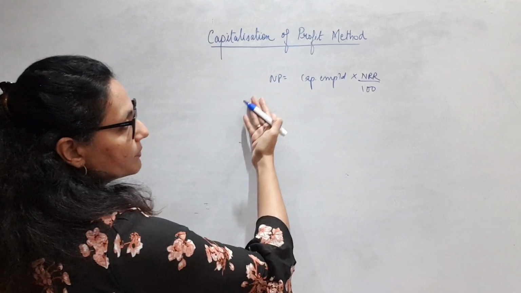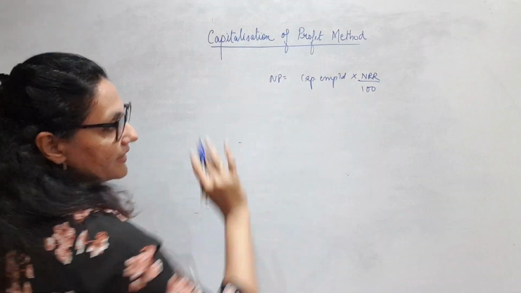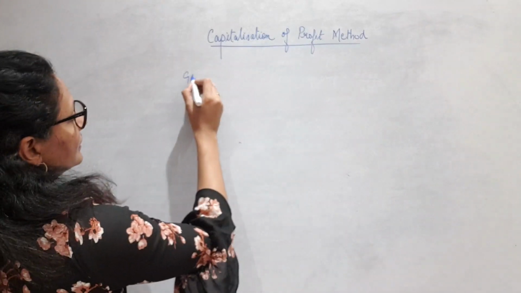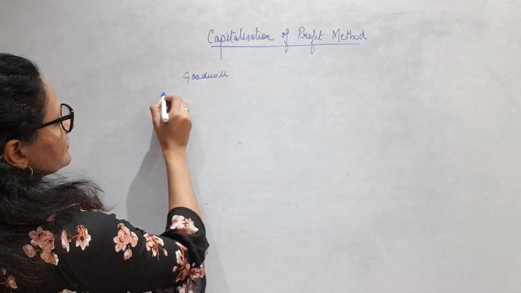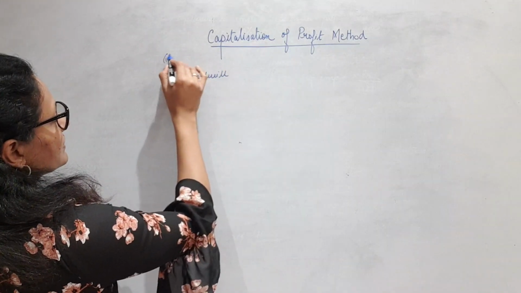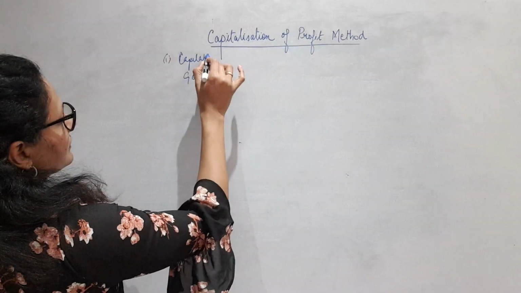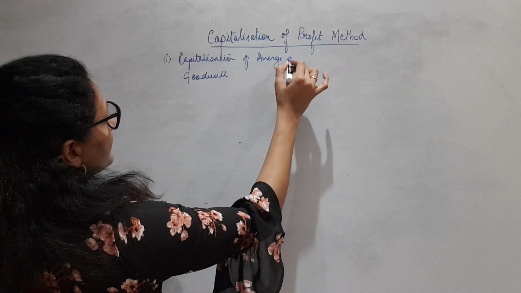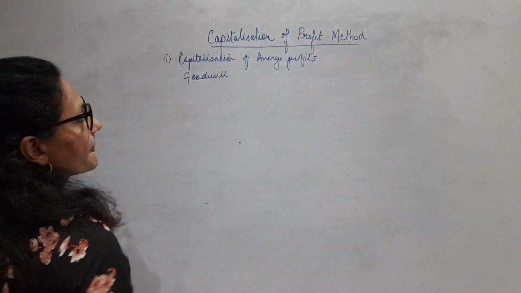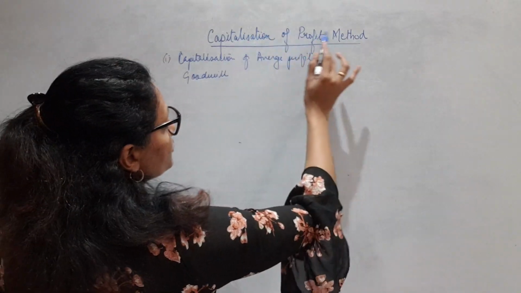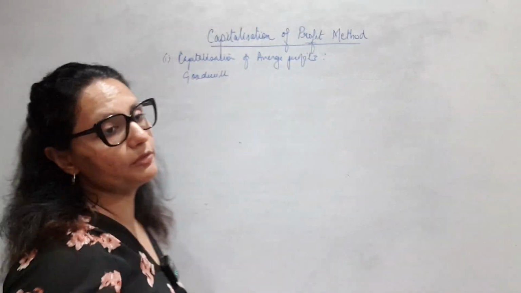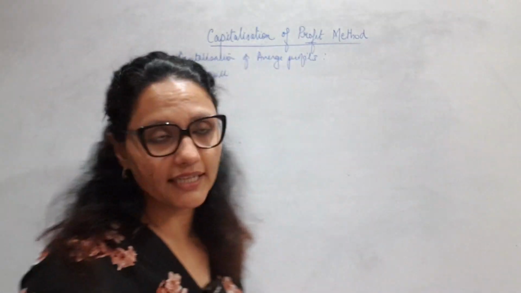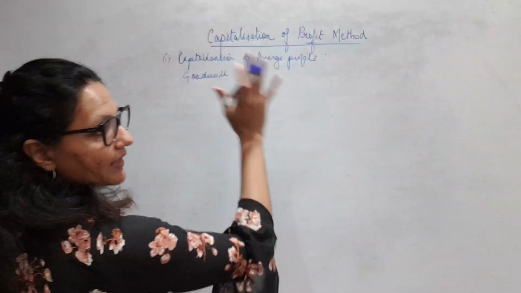Normal profit is this much. Anyways, I don't require this here. I'll straight give you the formula. Goodwill. This is the capitalization of average profit method. Goodwill can be found out by capitalization of average profit and also by capitalization of super profit. We'll come to that later. Right now we're doing capitalization of average profit.